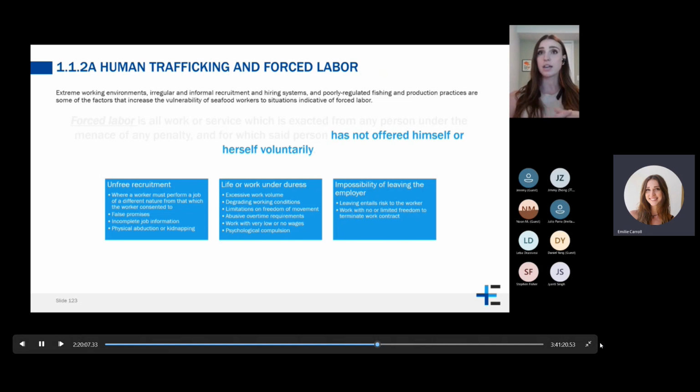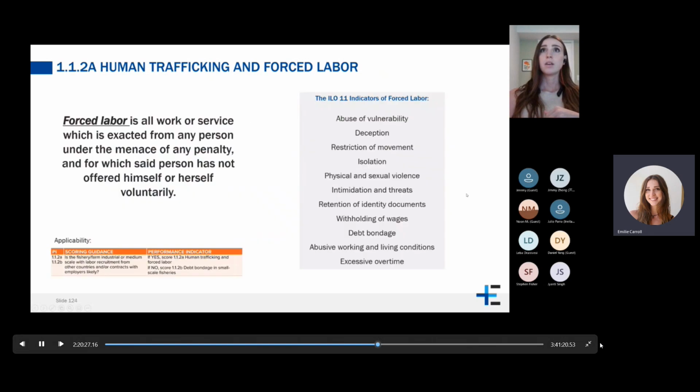Saying, you're stuck here, there's no way that you can terminate your contract. Oftentimes this is combined with something like debt bondage: you're not allowed to terminate your contract because you still owe me money. So these all work in conjunction with one another to create really unsafe potential conditions for workers.